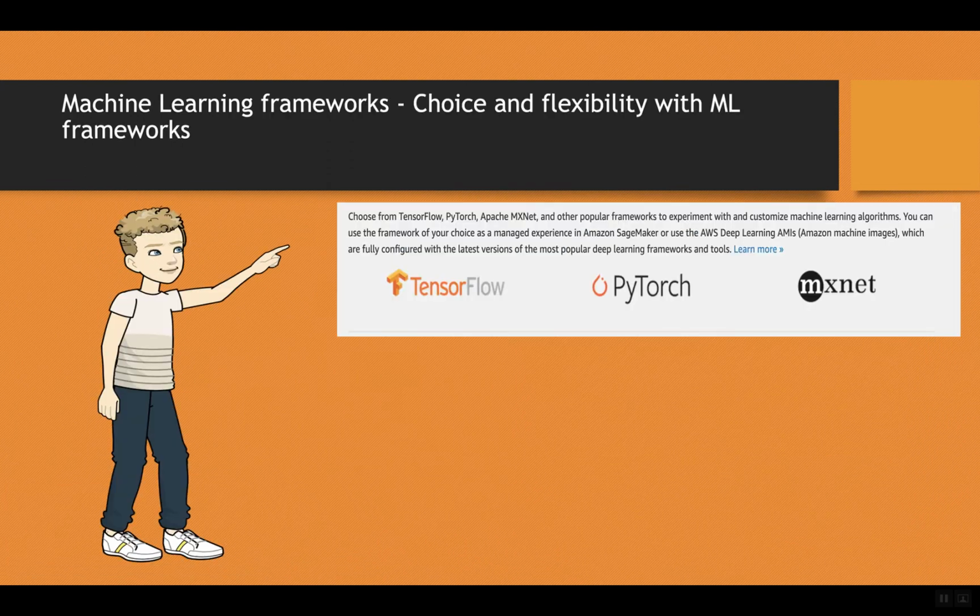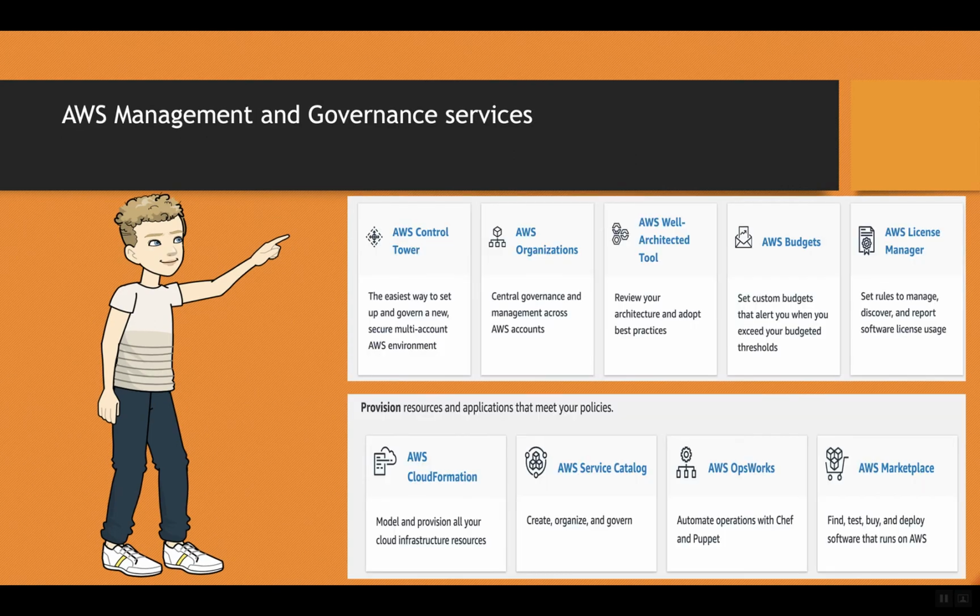These are the machine learning frameworks which are currently supported: TensorFlow, PyTorch, and MXNet. TensorFlow is from Google, PyTorch I think is from Python, and MXNet is from Apache. Under AWS Management and Governance Services, you have AWS Control Tower, AWS Organizations, AWS Well-Architected Tool, AWS Budgets, AWS License Manager, AWS CloudFormation, AWS Service Catalog, AWS OpsWorks, and AWS Marketplace.